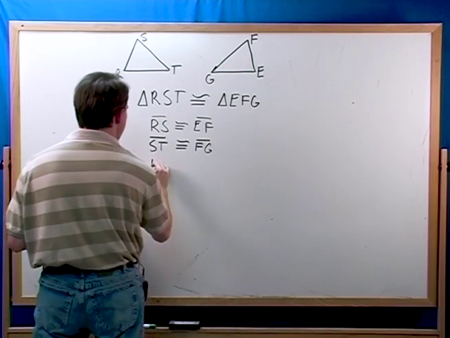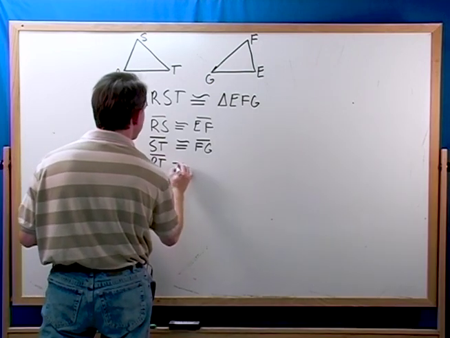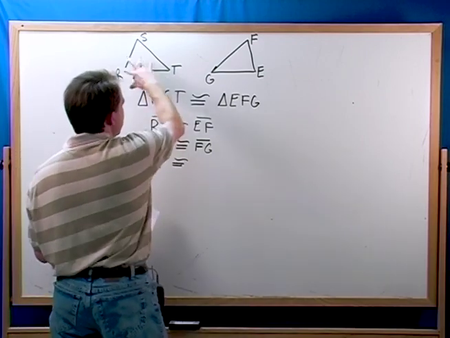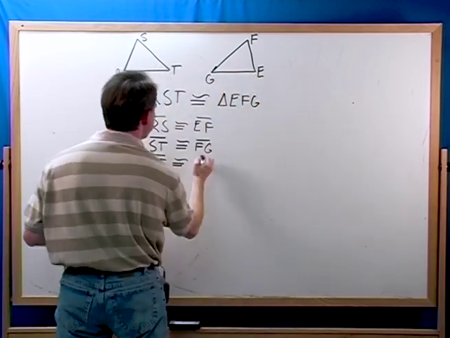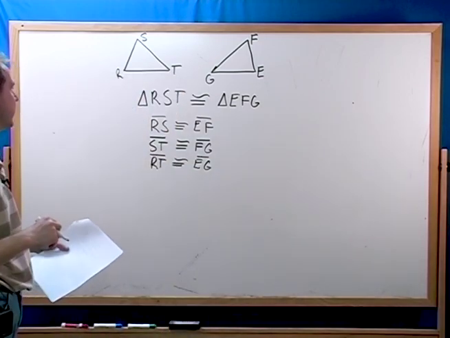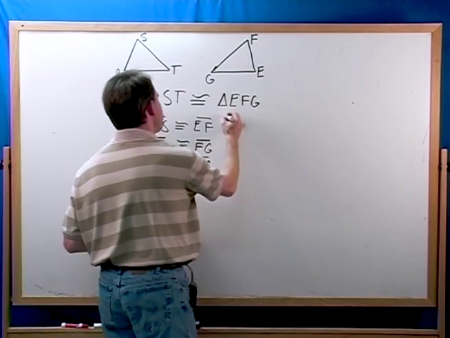And then RT is congruent to, RT is going over this way, but remember I flipped things, so I'm going to go E back over to G. And I'm going to say that those are all congruent. So obviously that's part of it. Now the angles have to be congruent too.